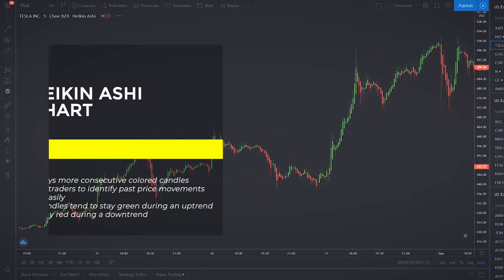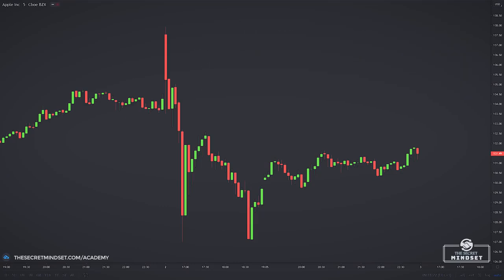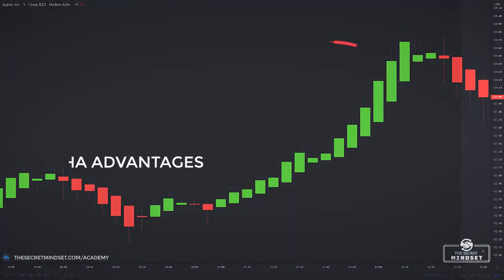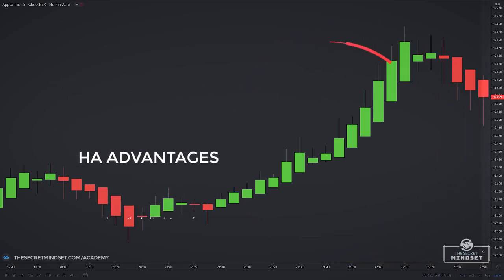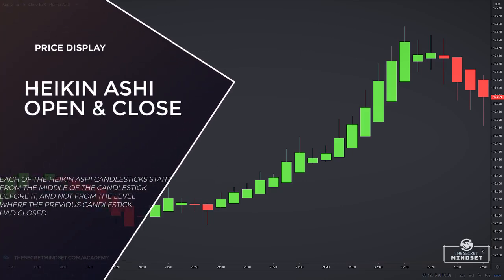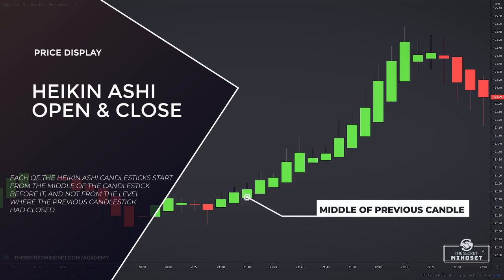This is in contrast to traditional Japanese candlesticks that alternate color even if the price is moving strongly in one direction. A Heiken Ashi chart is much smoother looking in terms of price action. This is why many traders prefer to use the Heiken Ashi candles, since it reduces the noise on the chart and allows them to analyze trends more clearly. What makes Heiken Ashi different from a traditional Japanese candlestick chart is how the price is displayed in terms of the open and the close. If you look closely at the Heiken Ashi chart, you'll notice that each of the Heiken Ashi candlesticks start from the middle of the candlestick before it, and not from the level where the previous candlestick had closed.